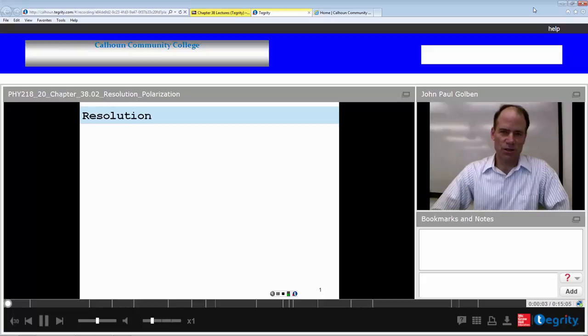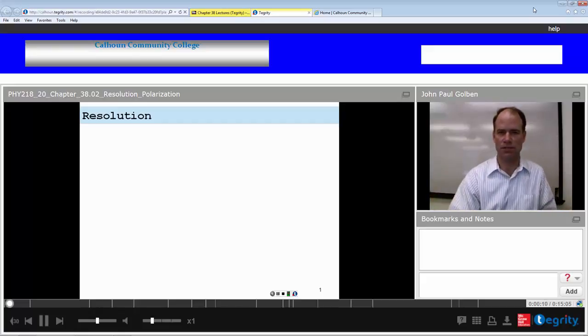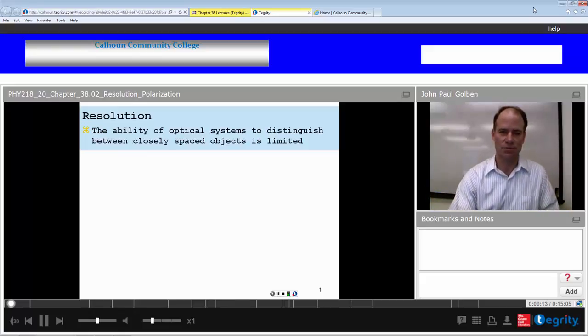The second short lecture in Chapter 38, where we are going to continue our discussion of special properties related to the wave nature of light. In particular, we're going to look first at resolution. The ability of optical systems to distinguish between closely spaced objects is indeed limited.